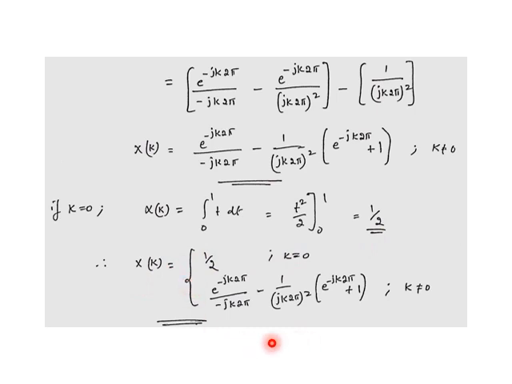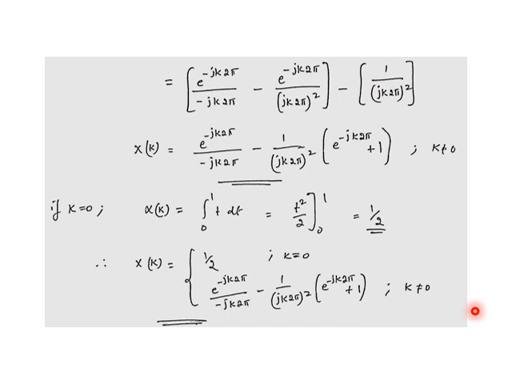So X of k we have two sets of values. When k equal to 0, it is half. When k is not equal to 0, we'll have this equation which we can obtain for X of k. So this is the Fourier series coefficient value. You can also plot the graph in terms of magnitude and phase spectra. Here I have not done that particular plotting of magnitude and phase spectra, so you can try it at home. You can take a variety of different problems under Fourier series coefficients also. Please try to solve more problems under this particular category.